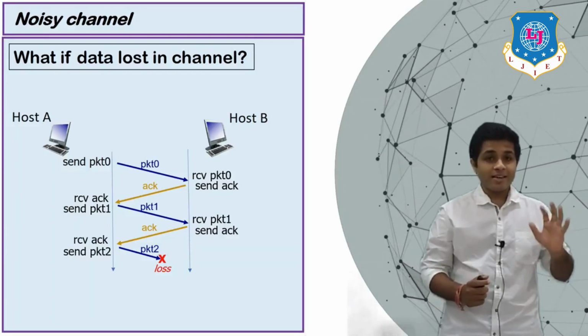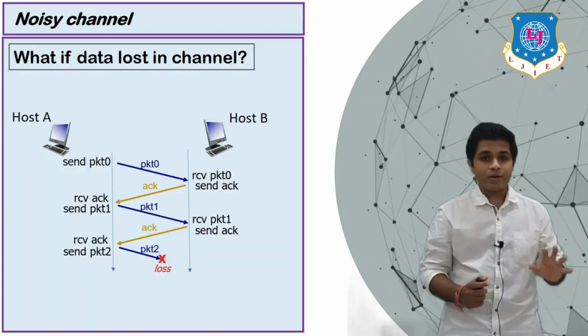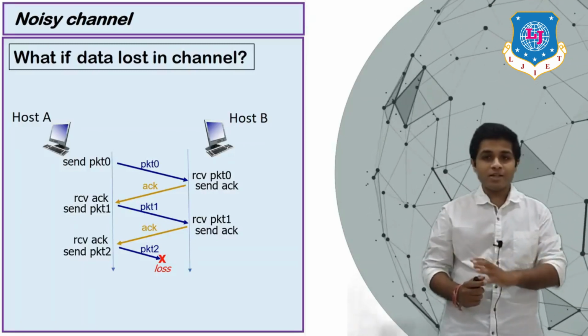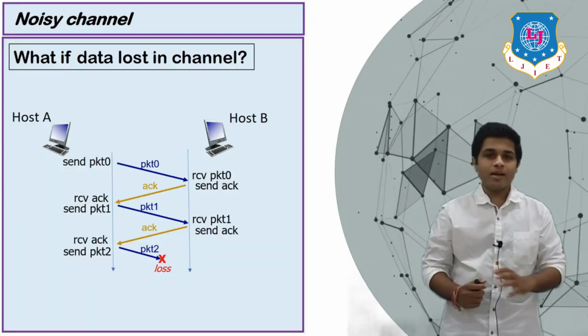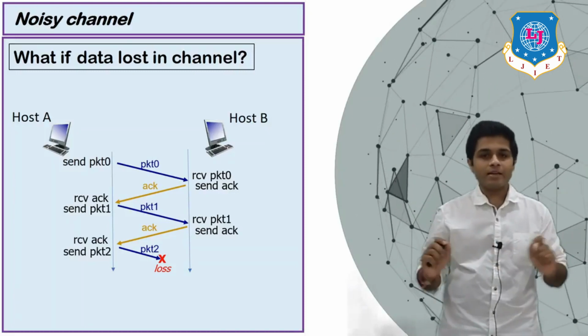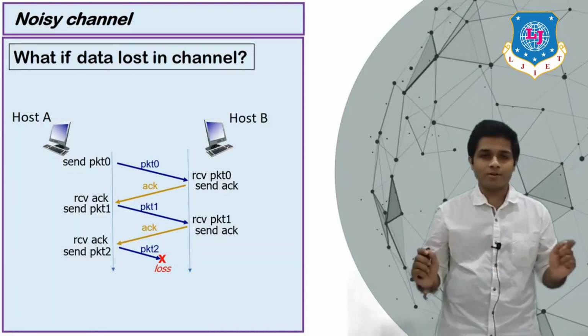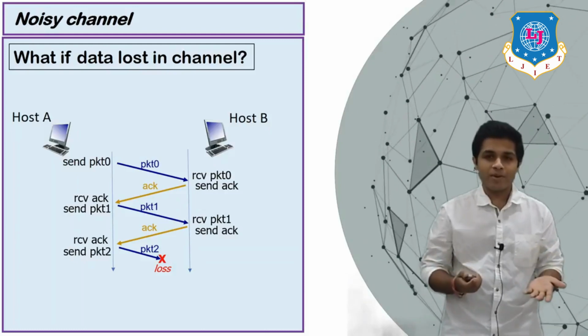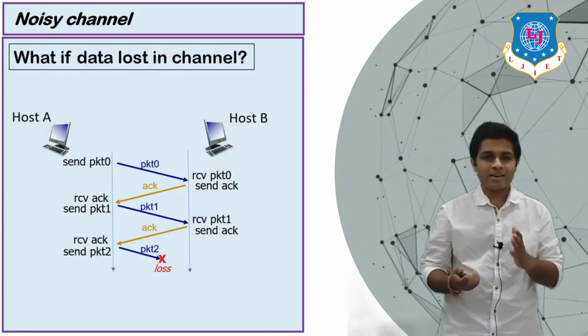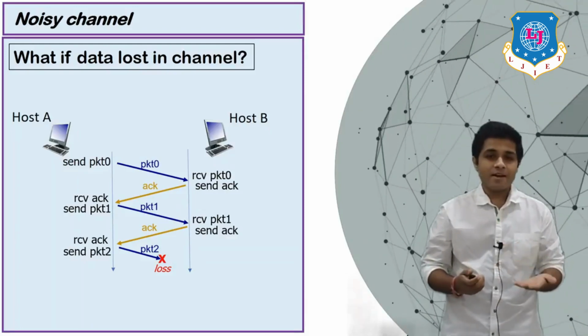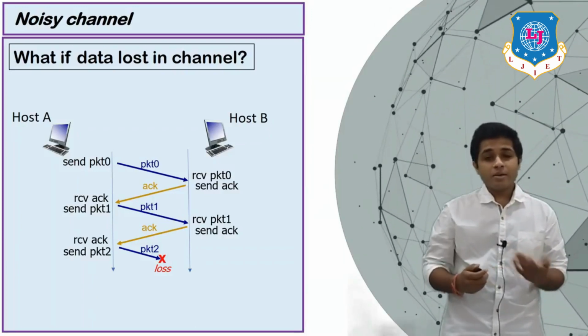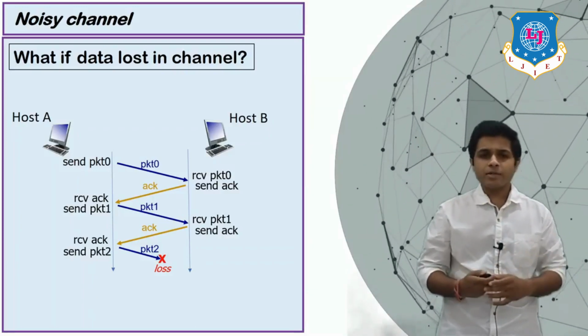So A will wait for the acknowledgement for packet 2. In this case, A is continuously waiting for acknowledgement and B is continuously waiting for packet 2, and they are both waiting for infinite time, and it is now deadlock. So it is a problem, right? Because no communication can be done any further. Suppose what happens if the acknowledgement is lost.